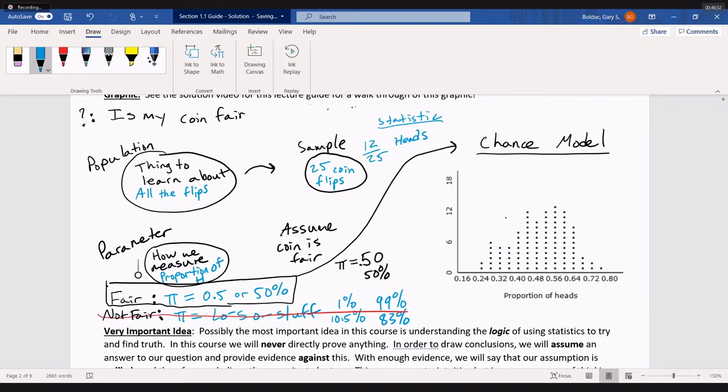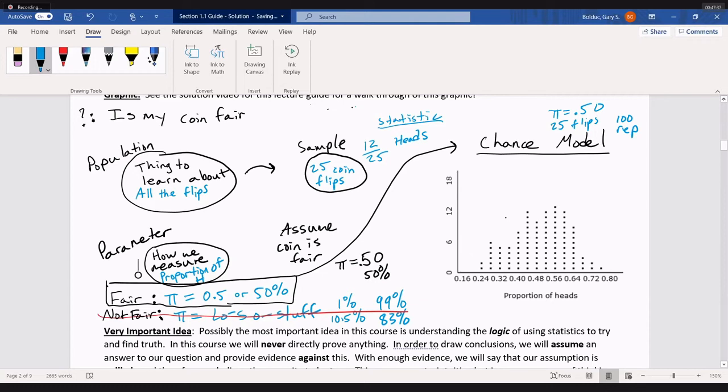We're saying, let's make an assumption about my coin, let's get some real data about it, and then let's see, does that data fit what I was assuming to be true? So that's where the chance model comes in. The chance model shows us what it should look like if your coin is fair, if your assumption's true. I've already done a little distribution of sample statistics here. I had the computer assume pi was 0.5, do 25 flips, and do that 100 repetitions. So that's how I got this picture here.